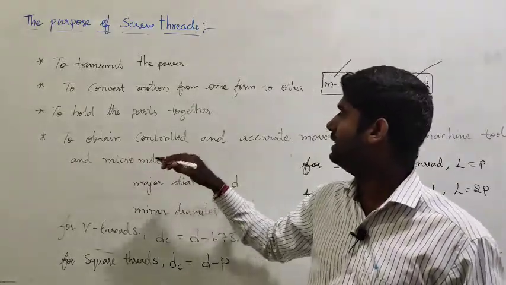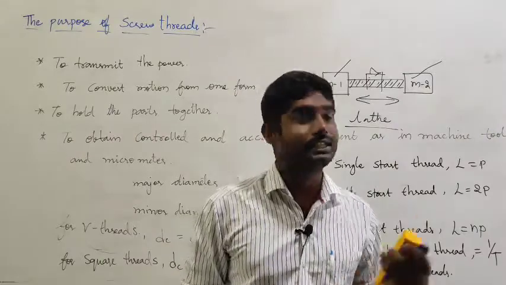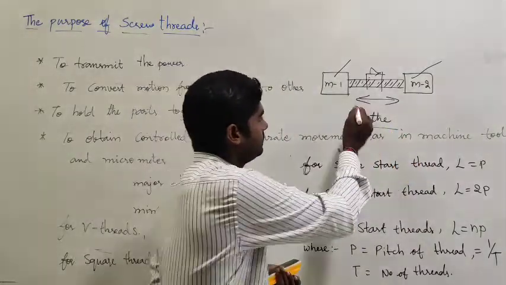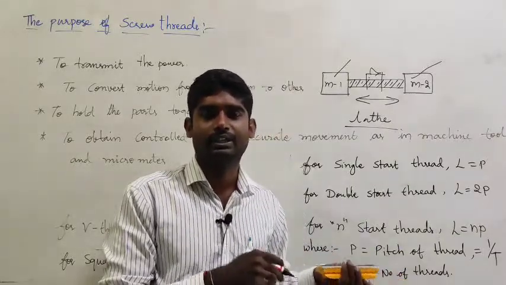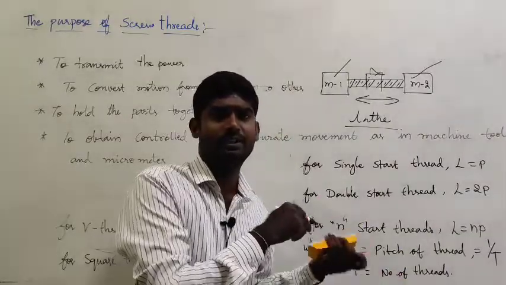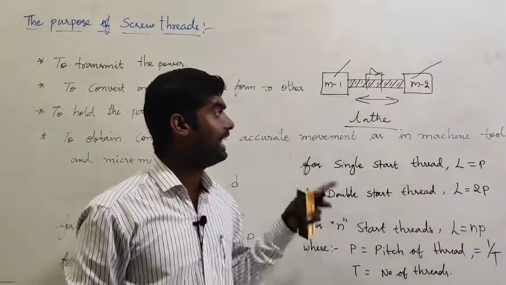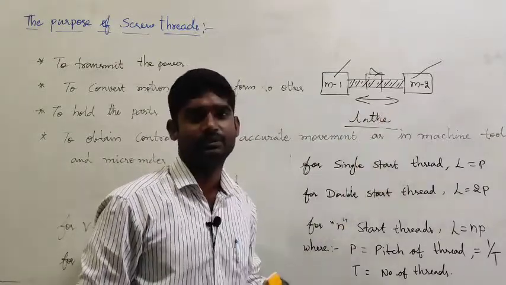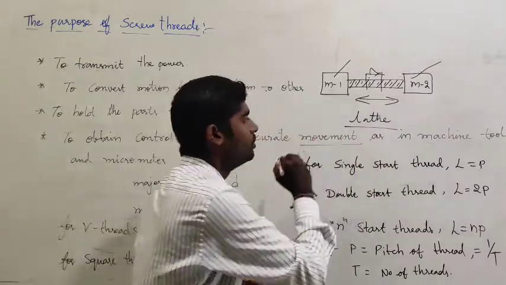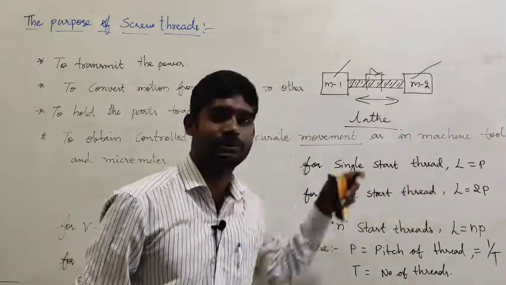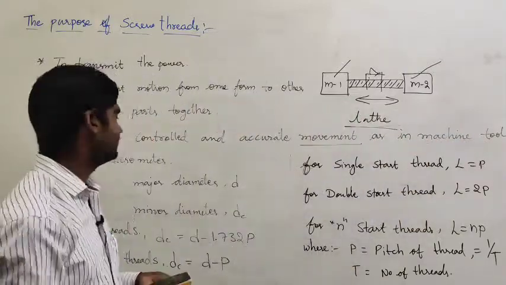Next, to obtain controlled and accurate movement, we are using this one. Shafts are also used to transmit motion from one form to another. In screws, we get accurate transmission or accurate movement, as in machine tools. The best example of a machine tool is the lathe.